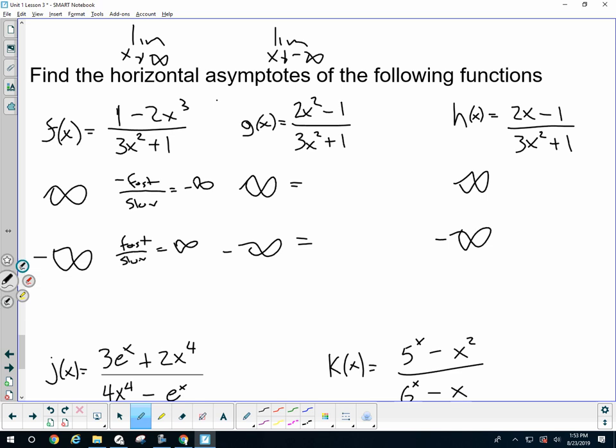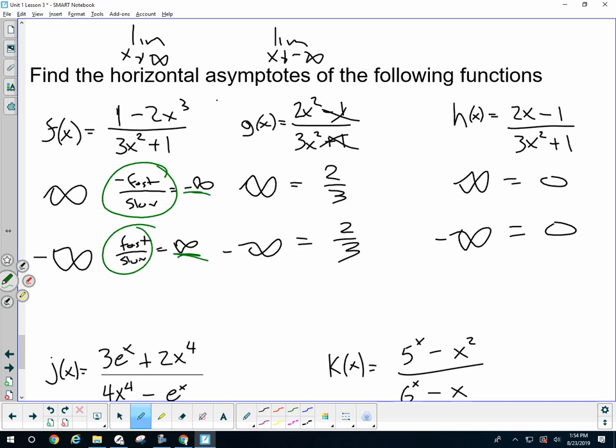Same over same: 2/3, 2/3. Slow over fast: 0, 0. Those are the easy ones. The first one, the tricky one, the fast over slow. Be careful with fast over slow because of signs.